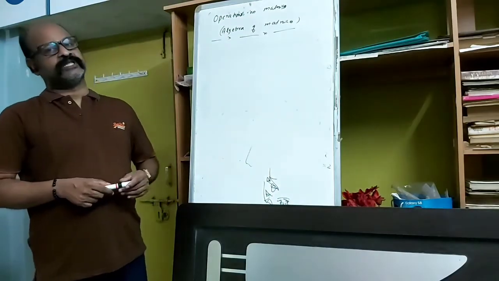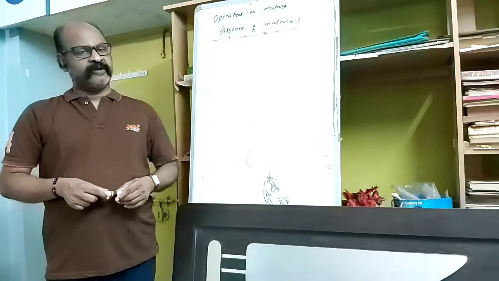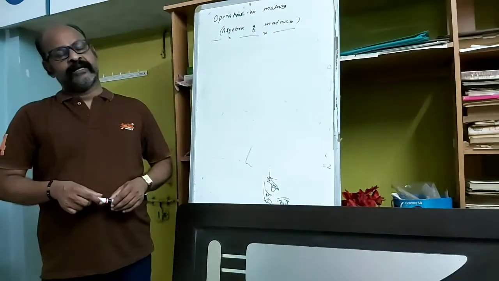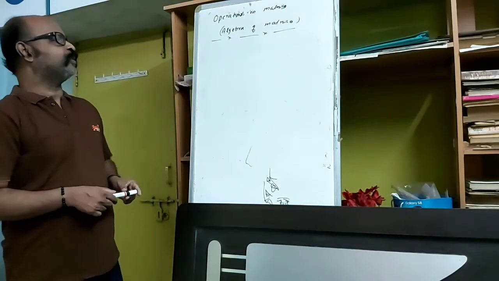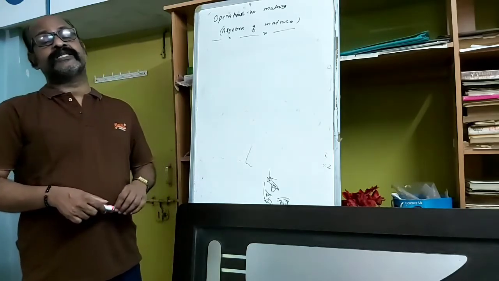Then we have discussed how to obtain the negative of a matrix. The negative of a matrix A is minus A, and it can be obtained by multiplying the matrix A by minus 1.